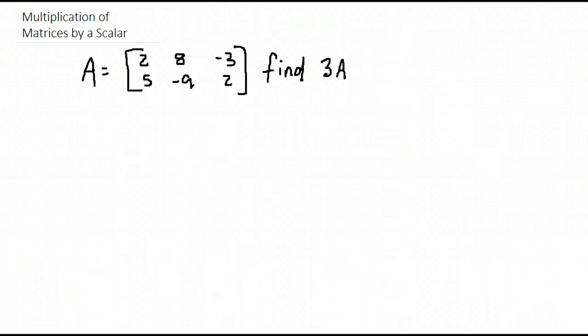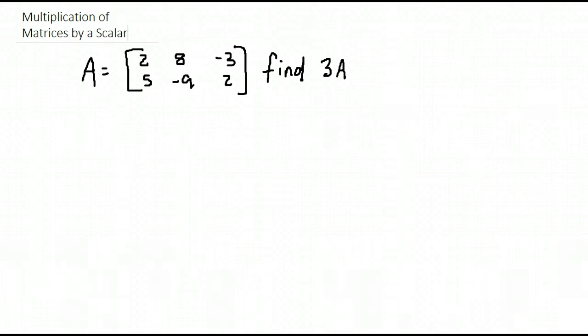So if we have a matrix A, and A equals, first row is 2, 8, and negative 3. Second row is 5, negative 9, and 2. And we're asked to find 3A. So 3A, that's 3 times A, which means we need to multiply everything inside of our matrix by 3, kind of like distribution. So we need to multiply 3 to every element inside of this matrix.